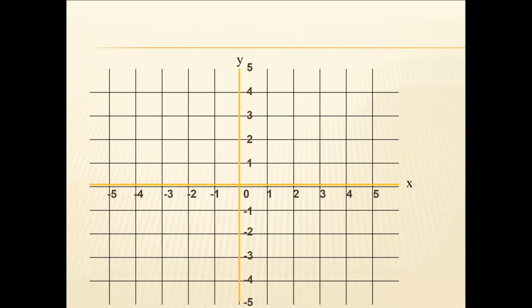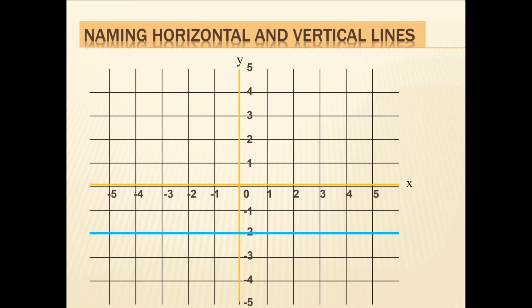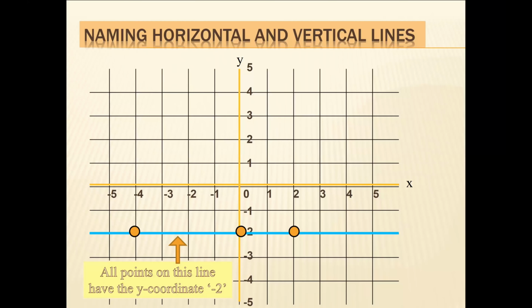Now this is something basic that we have already done in previous classes. That is, how do we name the horizontal and vertical line? Suppose you have this horizontal line, the blue colored highlighted line. If you take any number of points on this line, you will find that the y-coordinates of all these points are constant, that is -2 in this example. So such lines can be named y equals -2.